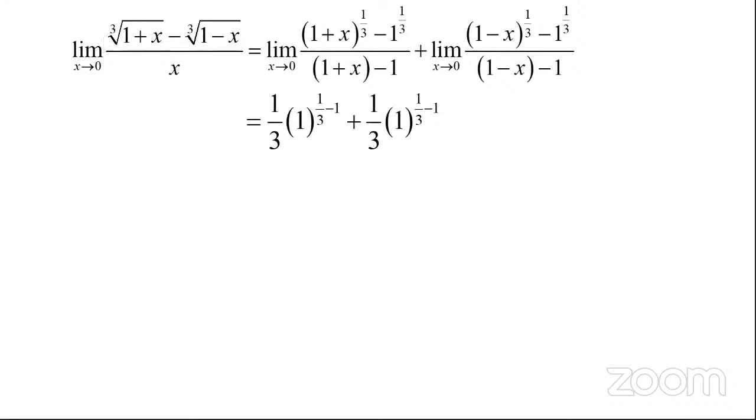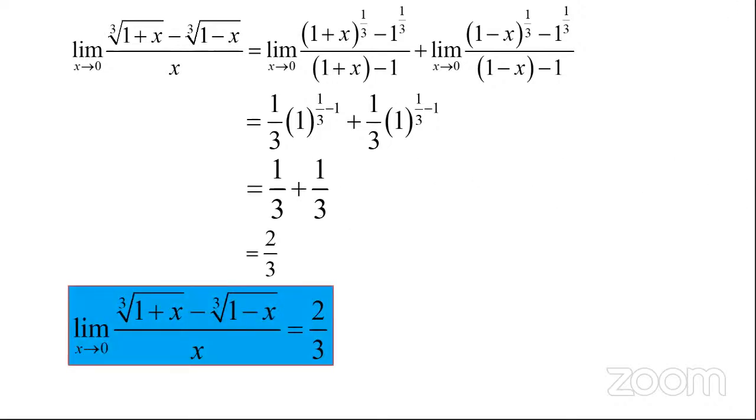Then simplifying this, this value is nothing but this formula: the limit as x tends to 0 of x power n minus a power n by x minus a. So that is the value. Then this is (1 plus x) whole power 1 by 3 minus 1 power 1 by 3 by 1 plus x minus 1. So this is x, this is a, x power n minus a power n by x minus a. The same formula is there. So you just have to apply this formula.